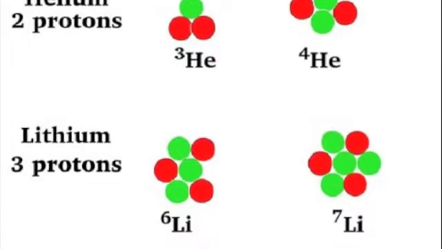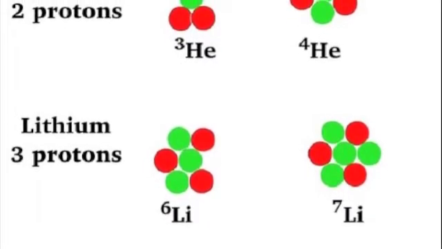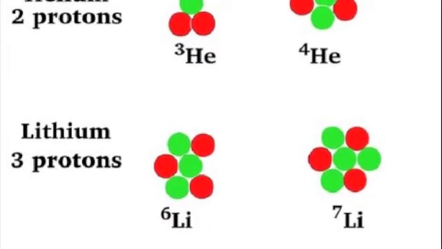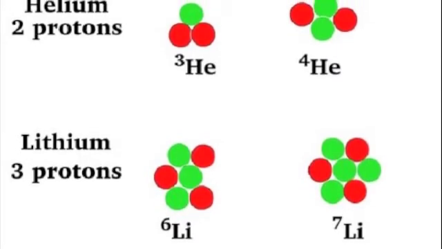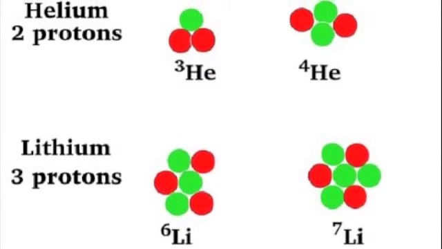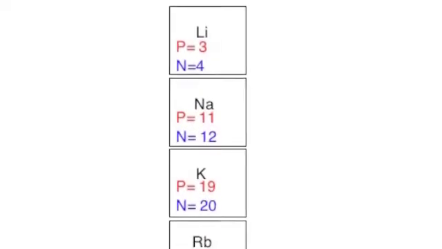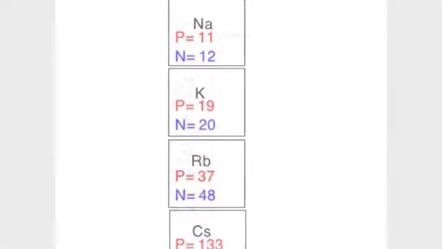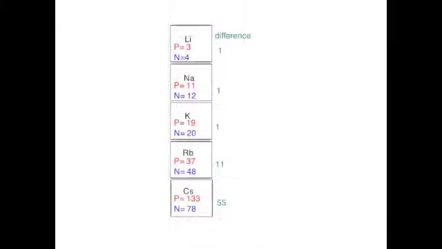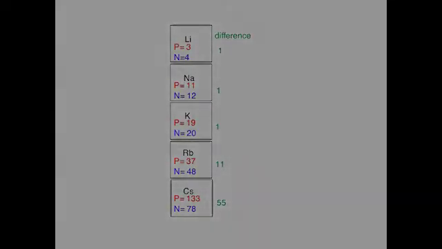For example, lithium has two isotopes: lithium-6, which contains 3 protons and 3 neutrons, and lithium-7, which also contains 3 protons but has 4 neutrons. As you can see, not every atom has the same number of protons and neutrons in its nucleus. As you move down a family, the difference between the number of protons and neutrons increases. This difference causes energy to be released in the form of radiation.